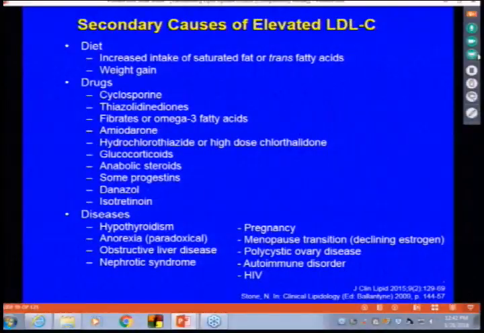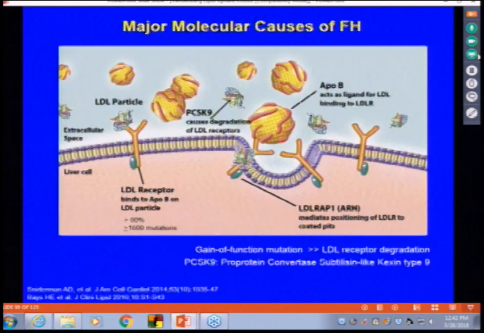So here's the secondary causes. This is just as when you're faced with a patient who has high triglycerides, you want to look for secondary causes. Here's the list. The classic thing is to divide it into three groups: diet, drugs, diseases. And this is just a list that people typically go through just to make sure there's not a secondary cause.